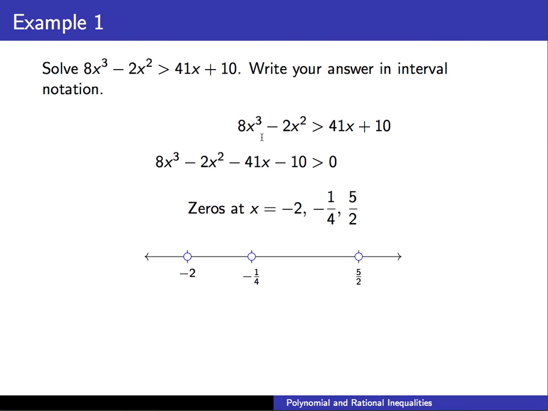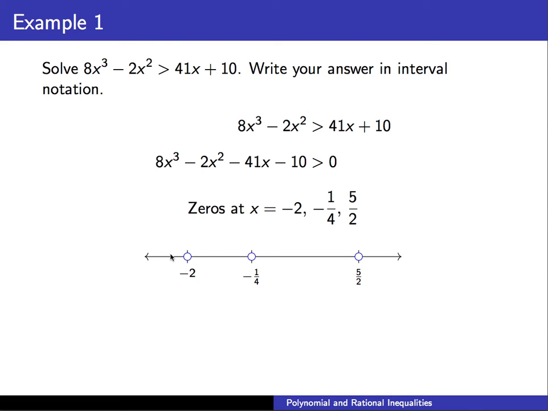So for instance, if we plug in a negative 2, the left side will not be greater than the right side. Same thing with negative 1/4 and positive 5/2. If we plug them into the original inequality, the left side will not come out to be greater than the right side. So they're going to be open circles there. Typically with polynomial inequalities, the inequality sign will tell you what you should have at those zeros. So less than, greater than are typically open circle, less than or equal to, greater than or equal to, closed circle.